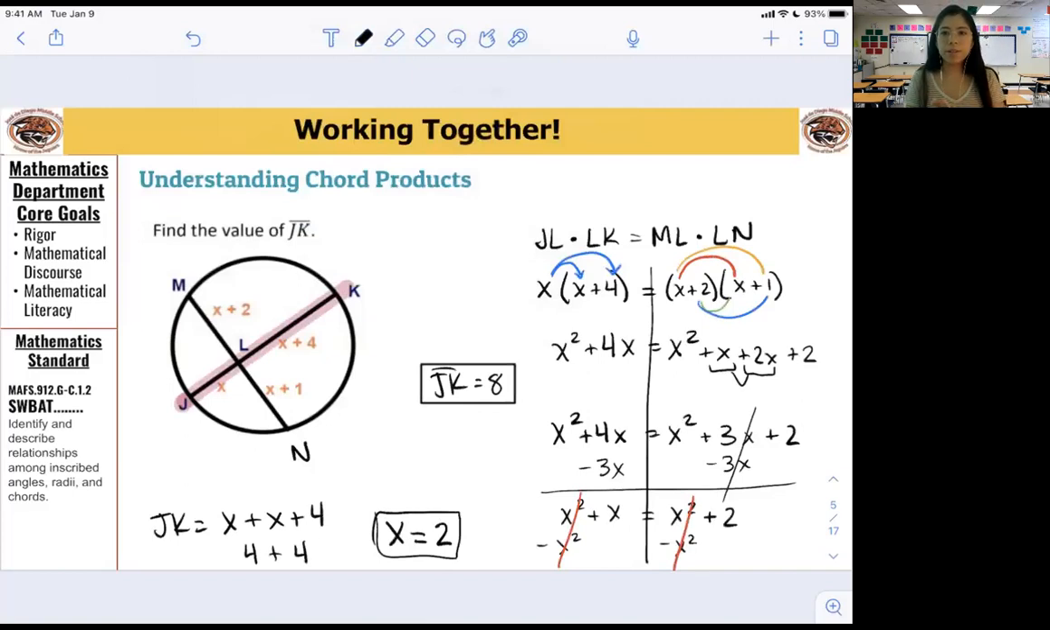Cool, any questions? And MN, yeah, MN would be 7, right? Yeah, 2 plus 2 is 4, plus 2 is 6, plus 1 is 7. Nice. All right. Questions, comments, concerns, anything?